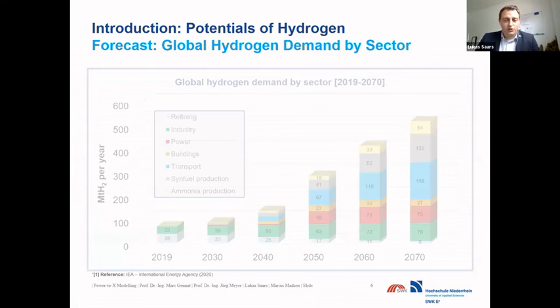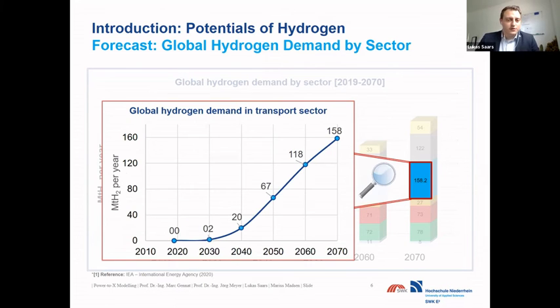So let's have a closer look at the hydrogen demand in transport sector. Here we can see the predicted rapid development, and it makes clear that hydrogen will play an important role in the transport sector in the future, and we already heard it in the second presentation. From near to zero in 2019 to 158 in 2070.